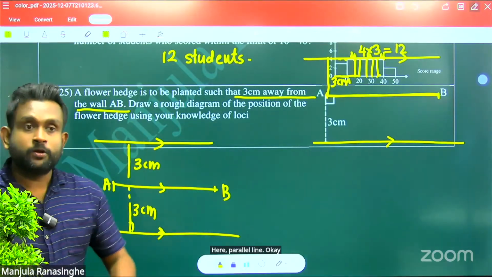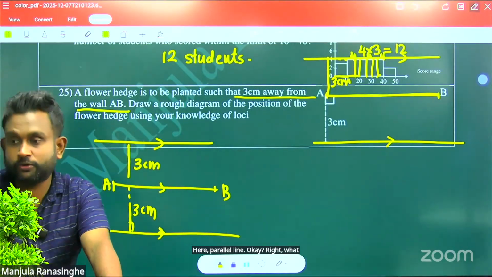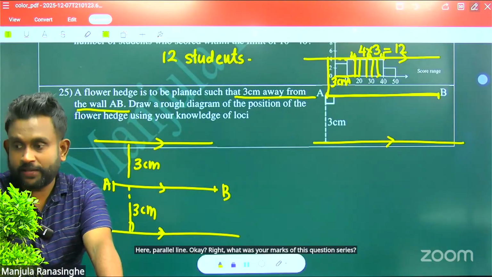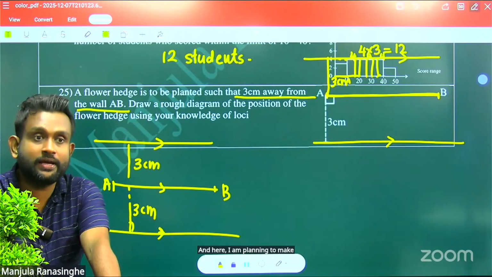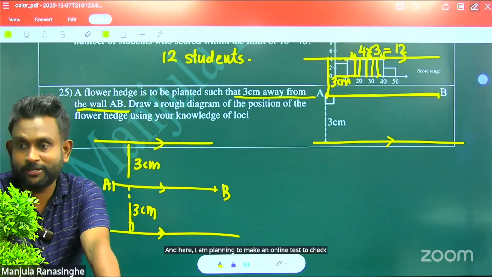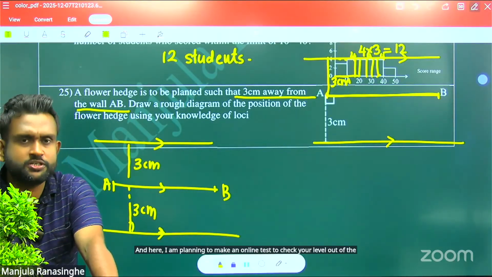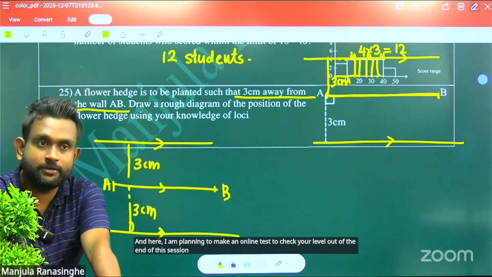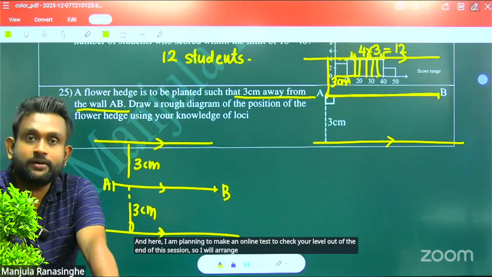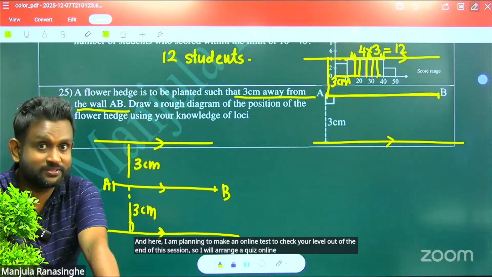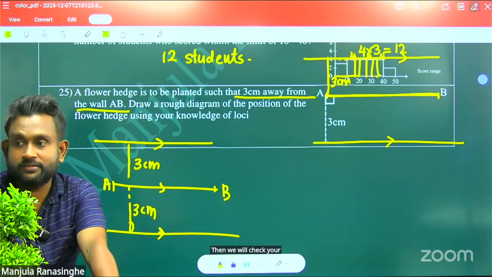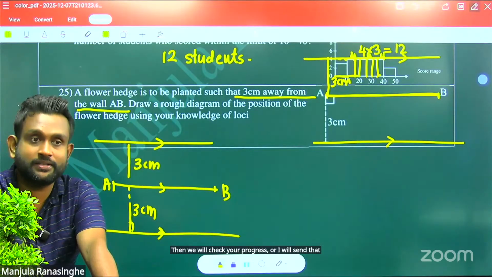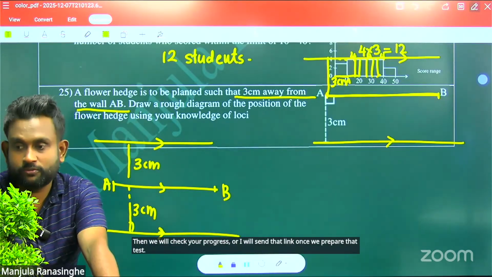Okay, right. What were your marks for this question series? I am planning to make an online test to check your level at the end of these 4 sessions. So I will arrange an online quiz, 25 questions to answer, selecting the answer. Then we will check your progress. I will send the link once we prepare that test. So what are your marks? Okay, everyone send your marks.